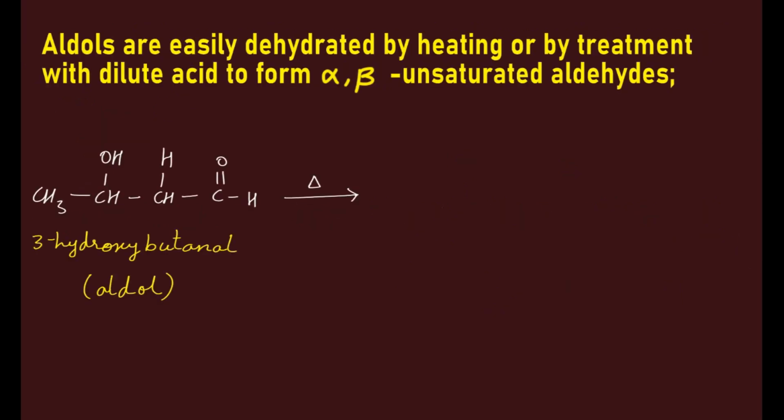Now this was the equation for aldehydes only. Before we go for ketone, also remember that aldols are easily dehydrated. What is the meaning of dehydrated? Dehydrated simply means water molecule moving out. How are they dehydrated? By heating or by treatment with dilute acid to form alpha beta unsaturated aldehyde, right? So let me write down the reaction.